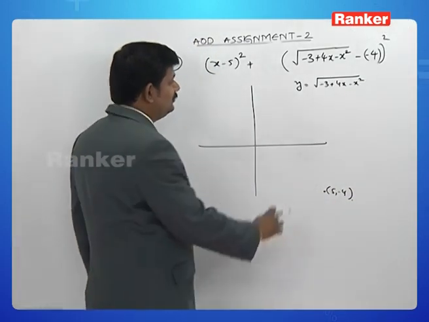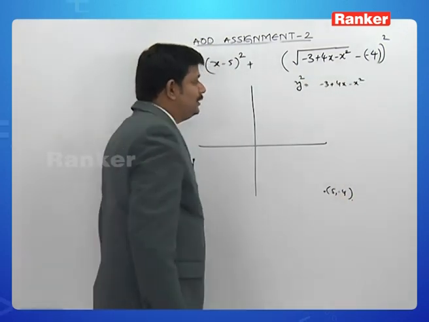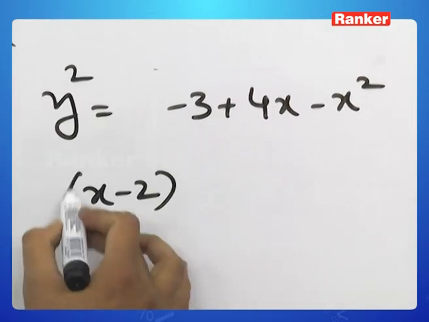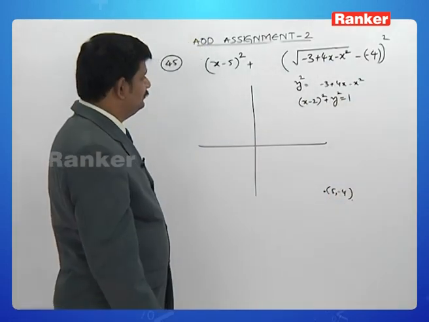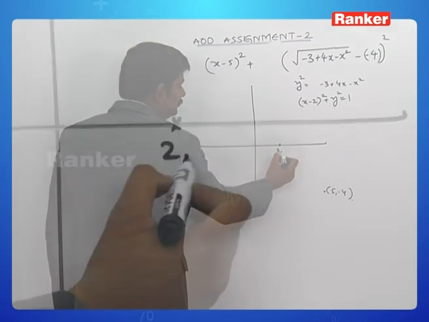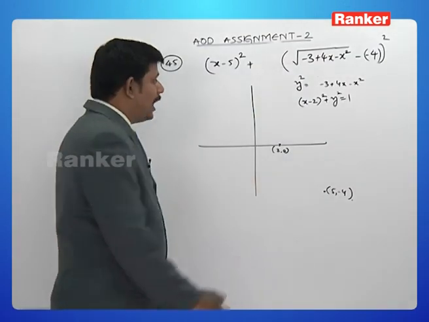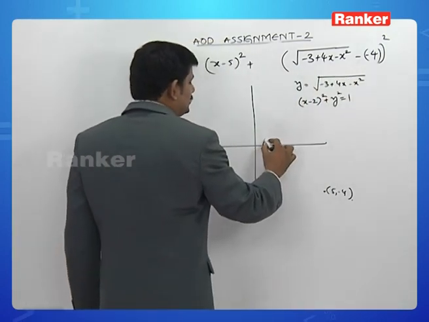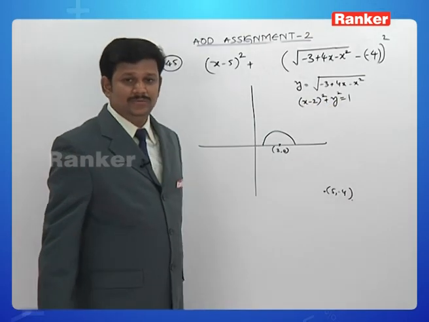Let us identify this curve. Square on both sides: y square is equal to minus 3 plus 4x minus x square, or x minus 2 whole square plus y square is equal to 1. So this curve is a circle with center 2 comma 0 and radius 1. It's not the entire circle but only the upper part of the circle, since y is plus root over, so the y coordinate is positive. It is only the upper part of the circle with center 2, 0 and radius 1.